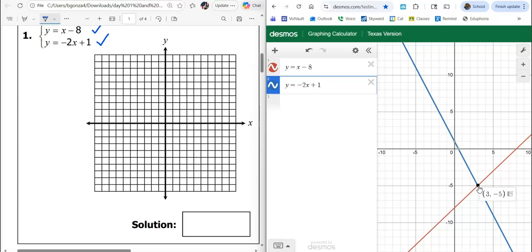Too easy, right? Right over there? It's too easy, right? Now, you know what? If you find it on Desmos, you don't even have to graph it on here. That sound like a plan?